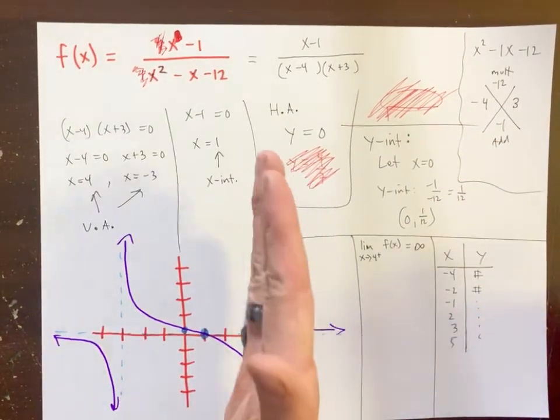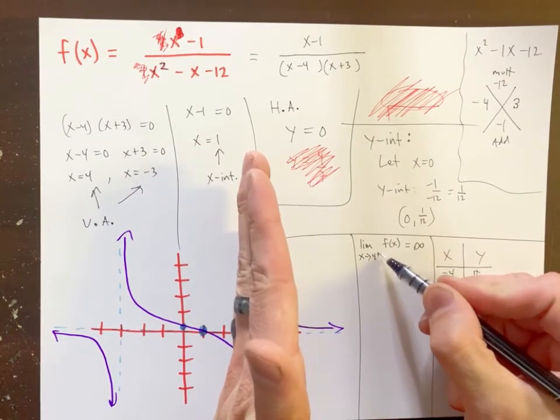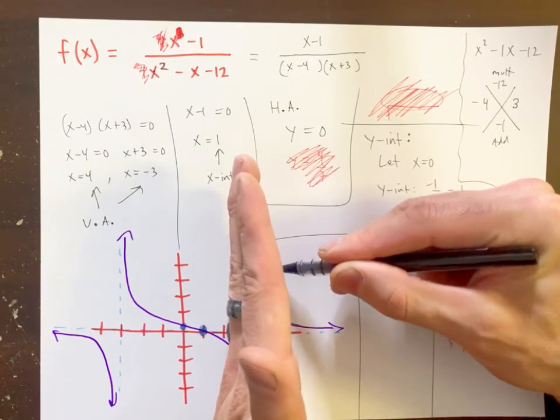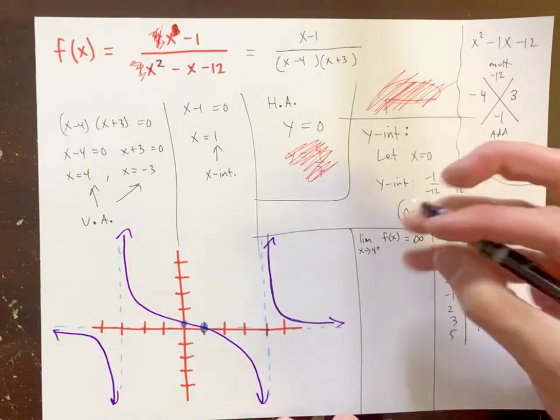Because here's 4. I was getting closer to 4 from the right. And as I get closer to 4 from the right, my pen is physically going up. Look at the pen go up, up, up. That's infinity.